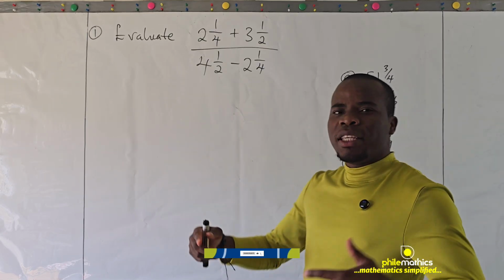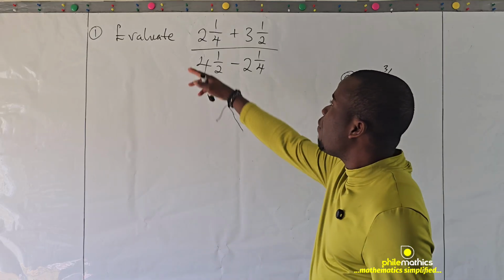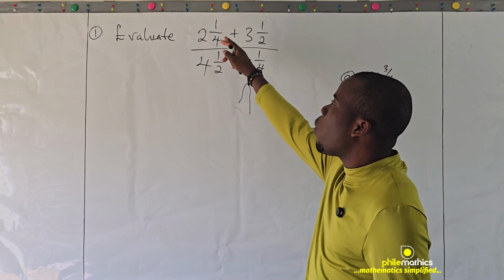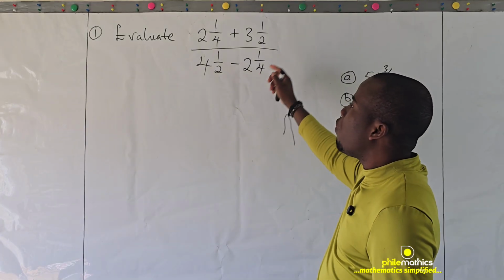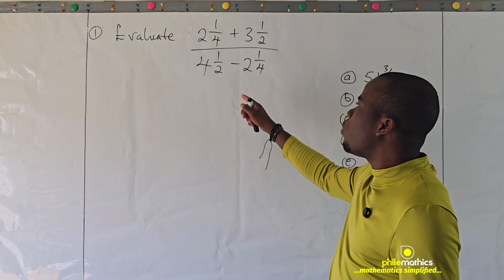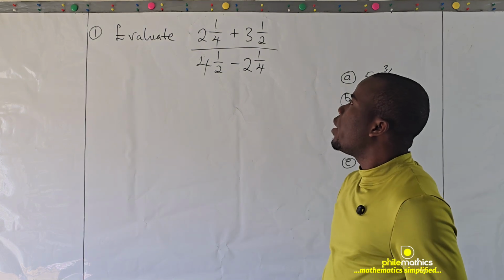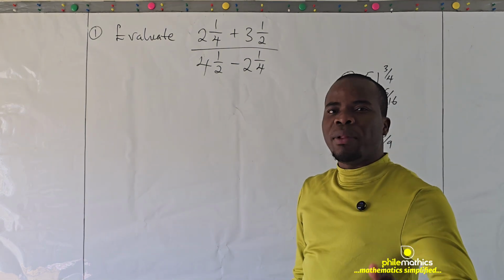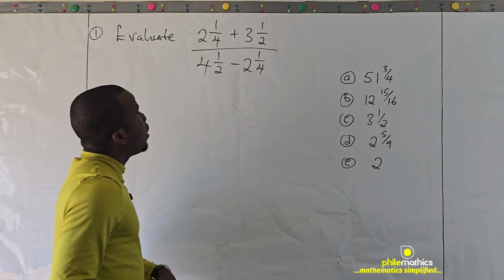The first question is a problem on fractions, and it says evaluate 2 whole number 1 over 4 plus 3 whole number 1 over 2, everything over 4 whole number 1 over 2 minus 2 whole number 1 over 4. There's a little trick we can play here to make our solution faster.